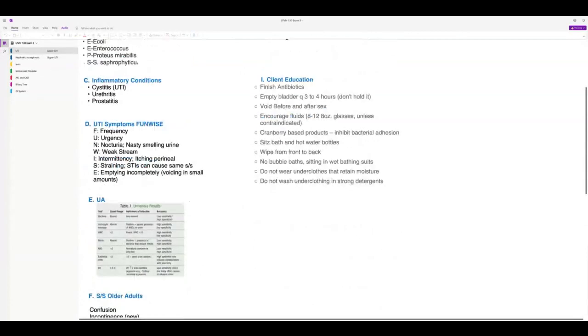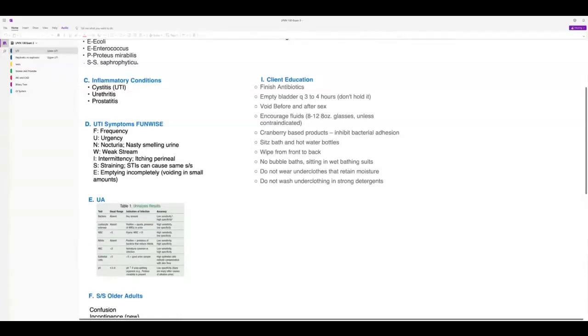Your client education includes telling patients to empty their bladder every 3 to 4 hours, void before and after sex, drink a lot of water, use cranberry-based products, wipe from front to back, no bubble baths, and don't wear underclothes that retain moisture. I said finish the antibiotics. That's an important one.